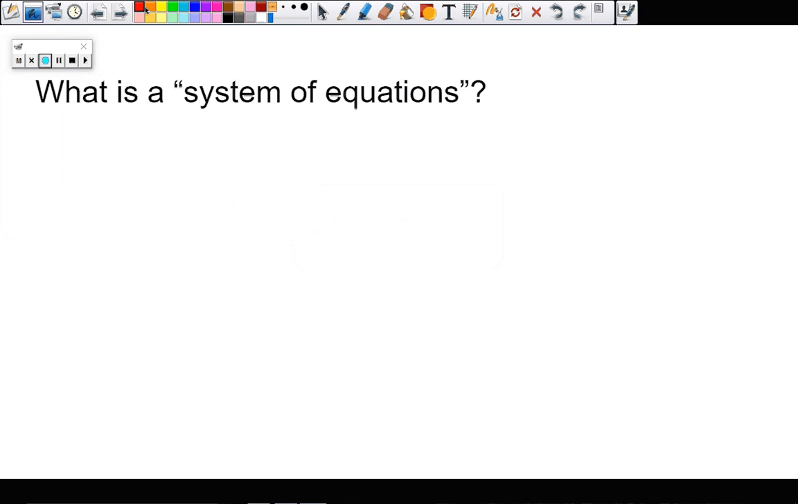All right, need a volunteer to answer this question. You have probably an idea. You probably have no idea. But do I have a volunteer to tell me what they think a system of equations is? Any volunteers? Okay, so your team gets 100 points. So, Maddie, what do you think a system of equations is?